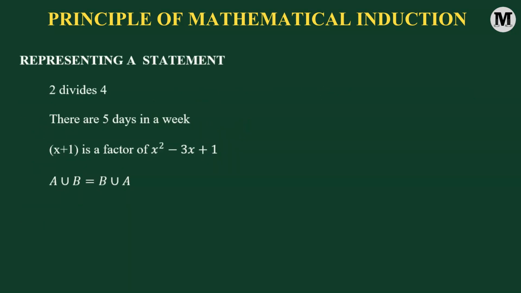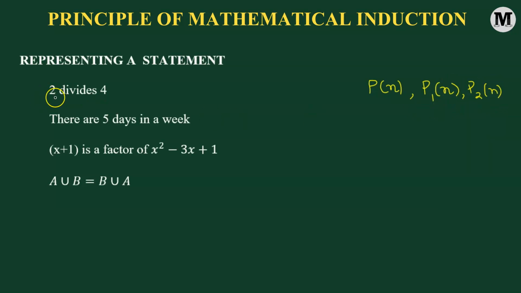Now, we will need to represent a given statement. We can represent a statement as P(n). So this is a notation that we'll be using to represent a statement. In some cases we can also use P1(n) if we have multiple statements. So it will become P1(n), P2(n). So this is how we can represent a statement.